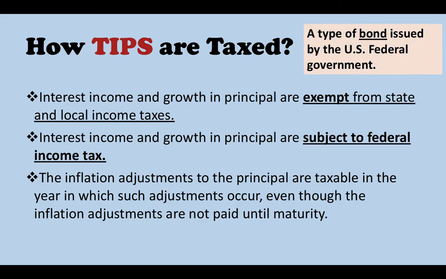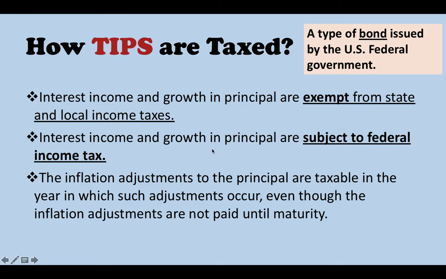So, we know TIPS are a type of bond issued by the U.S. federal government. When a bond is issued by the U.S. federal government, it is exempt from state and local income tax. Since TIPS have interest income and growth on the principal, both of them are exempt from state and local income tax.